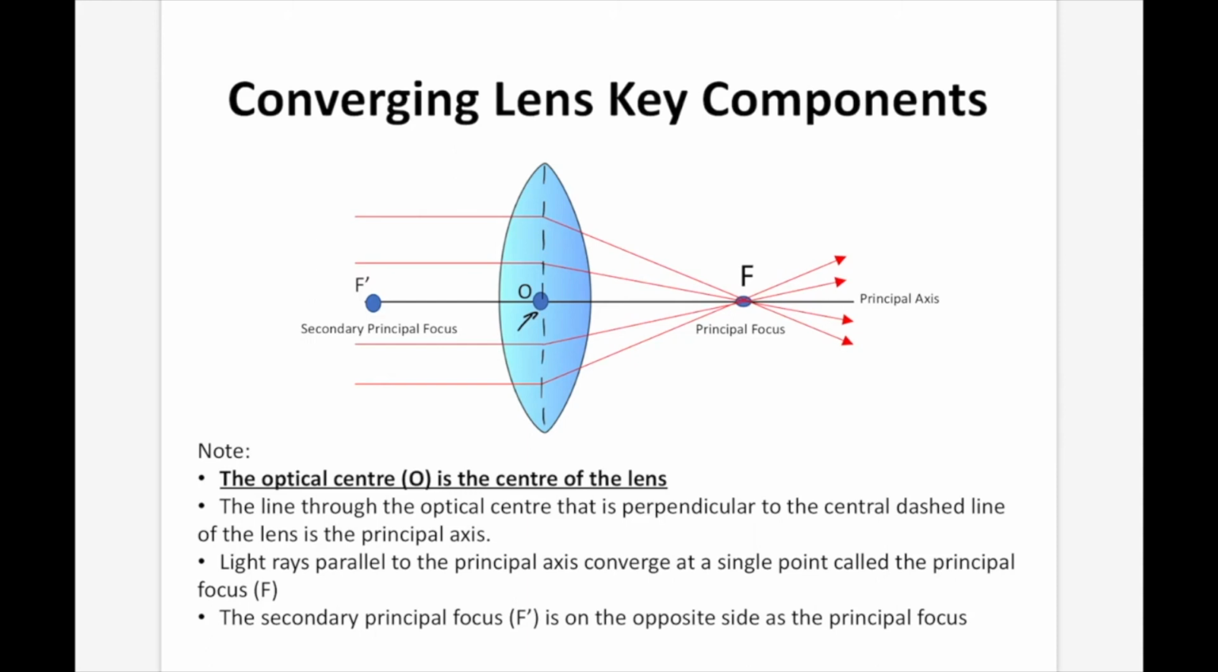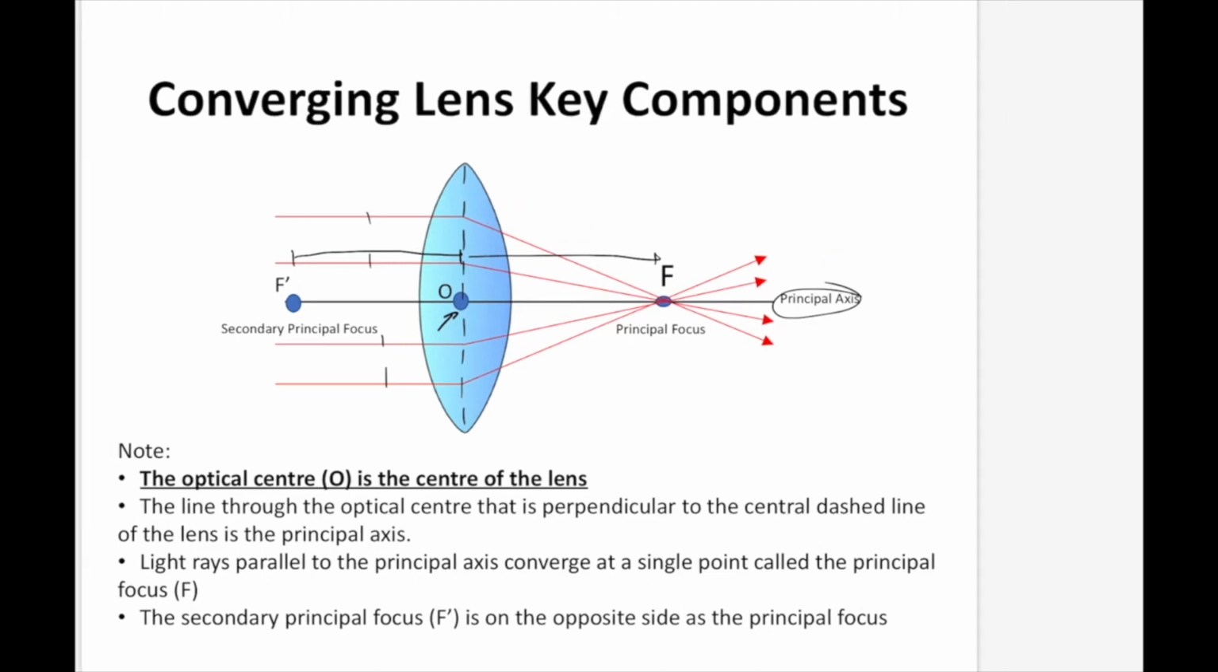Light rays parallel to the principal axis converge at a single point called the principal focus. You can see all of these rays here are going to be parallel to the principal axis, which is the black line right through the middle. The secondary principal focus, F prime, is on the other side of the lens, and the distance from here to the optical center is going to be the same as the focus to the optical center.